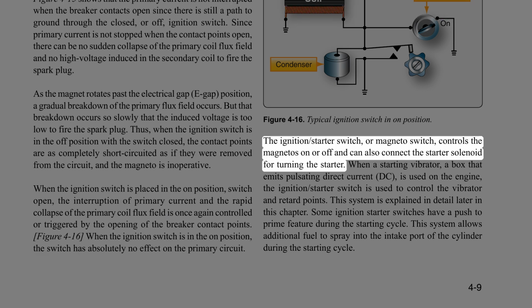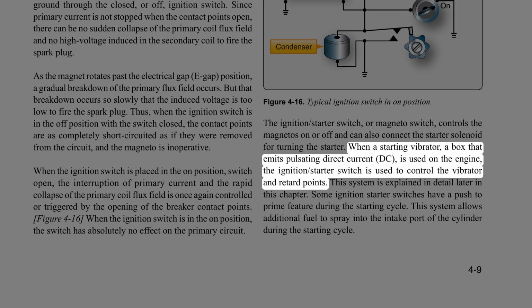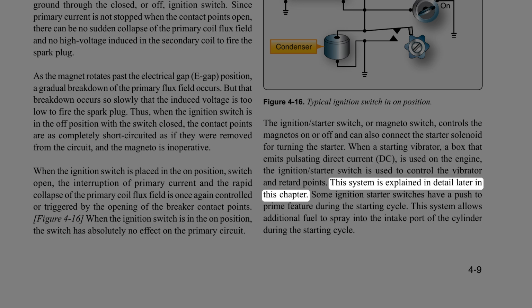The ignition, starter switch, or magneto switch, controls the magnetos on or off and can also connect the starter solenoid for turning the starter. When a starting vibrator, a box that emits pulsating direct current, DC, is used on the engine, the ignition, starter switch is used to control the vibrator and retard points. This system is explained in detail later in this chapter.